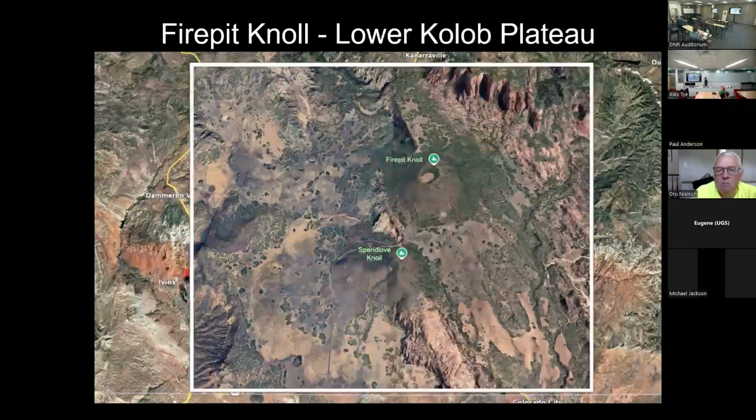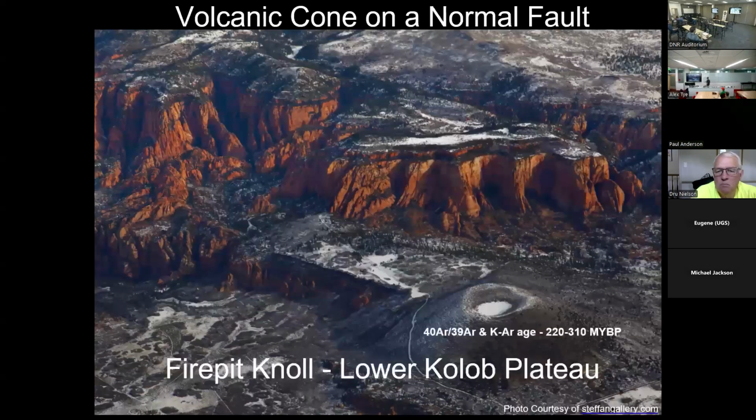This is what it looks like. You can see all of these lineations on the map. These are all extensional faults, and those volcanic eruptions occurred along those faults where there was communication with the underlying magma chamber.